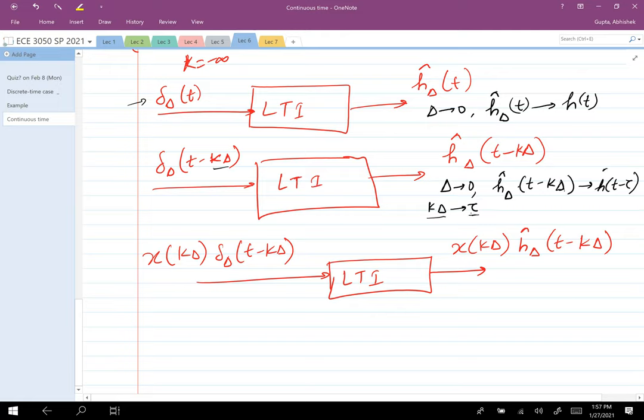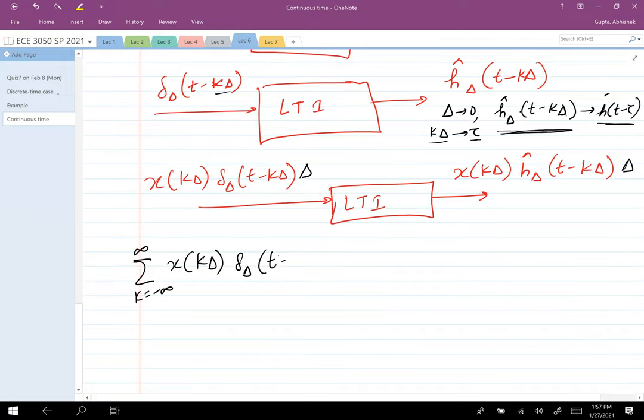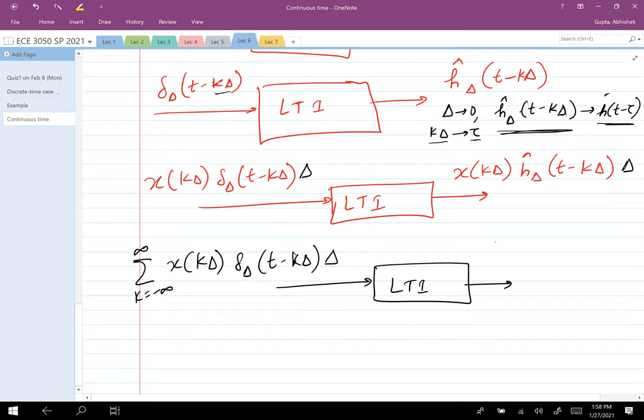And as I let k delta go to tau and delta goes to zero, this particular term converges to h(t minus tau). Now, I'm going to multiply by x(k delta) on this side. I'm going to scale the input, and so my output is also going to get scaled by the same quantity. And next, I'm going to give it an input, the sum from k equals minus infinity to plus infinity of x(k delta) delta(t minus k delta) delta. Oh, I should probably add delta here. This goes through the LTI system, and I have the same sum from minus infinity to infinity.